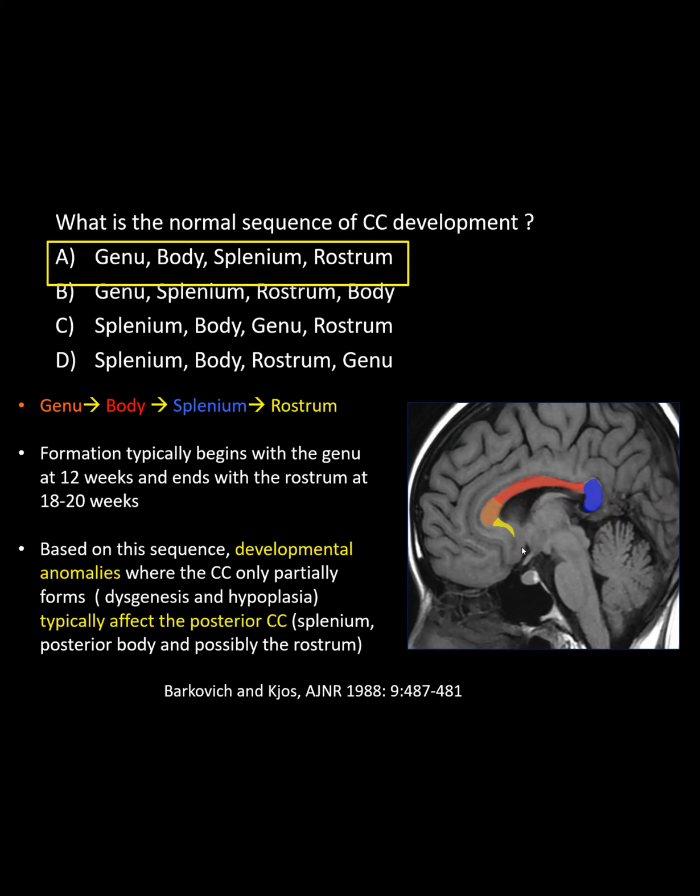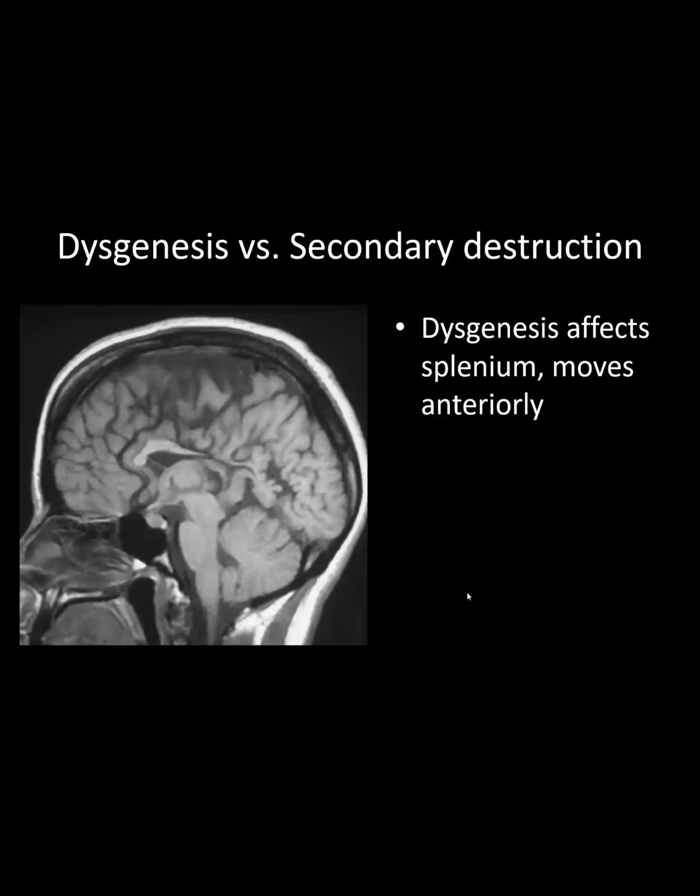So when you have dysgenesis, it's usually going to be where the back part's missing. The one exception to that rule is if you have a holoprosencephaly type of case, where the front and the back might be there, but not the middle. So if you look over here, this is an example of dysgenesis. Again, classically, the back of the corpus callosum will be missing because it's the part that forms last.